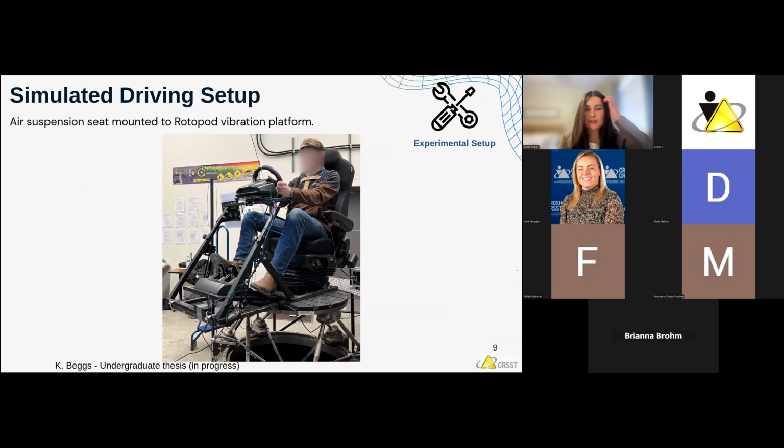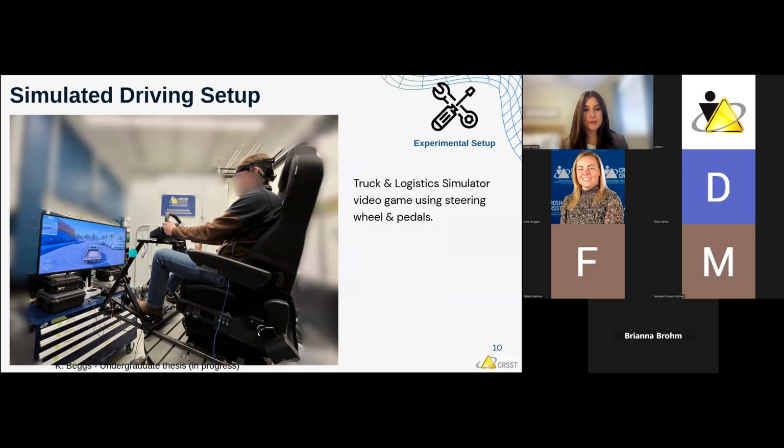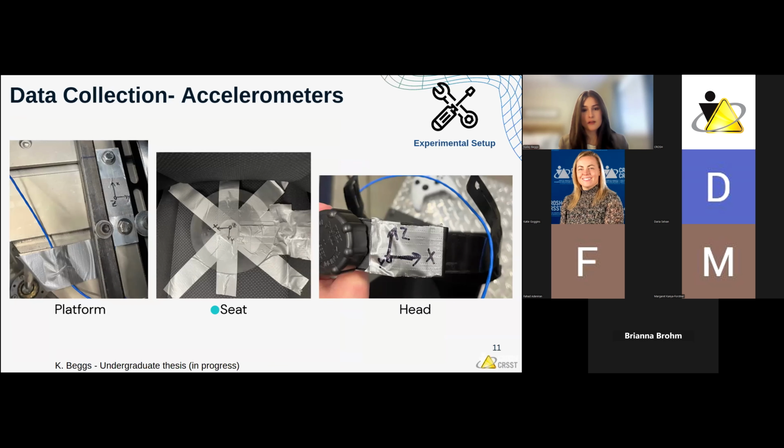So for the setup for this experiment, we had an air suspension seat mounted to this Rotopod vibration platform here. And then we had a steering wheel and a pedal setup. And then we had participants play a truck and logistics simulator with the steering wheel again and the pedals.